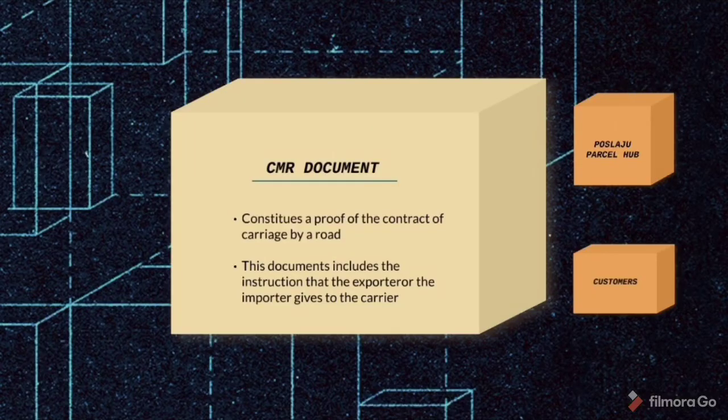The CMR transport document constitutes proof of the contract of carriage by road. These documents include the instructions that the exporter or the importer gives to the carrier, so it necessarily has to accompany the goods in road transport. Okay, the road transport is a lorry or van.